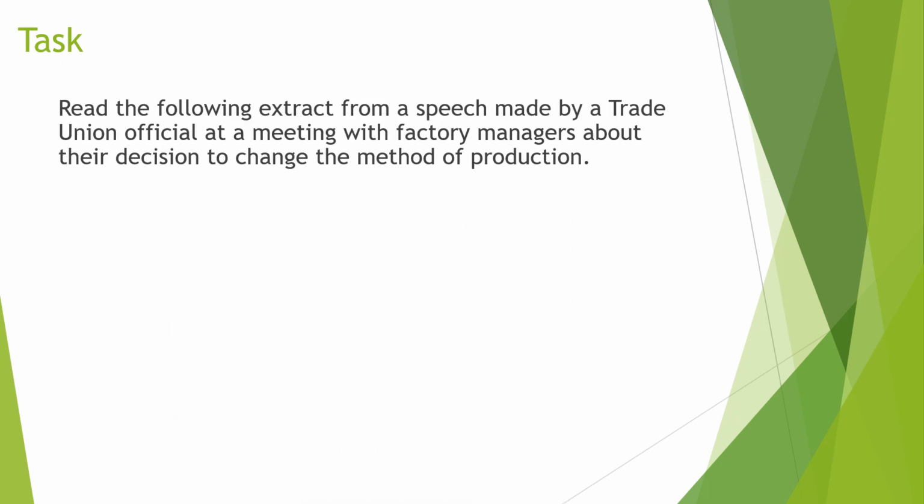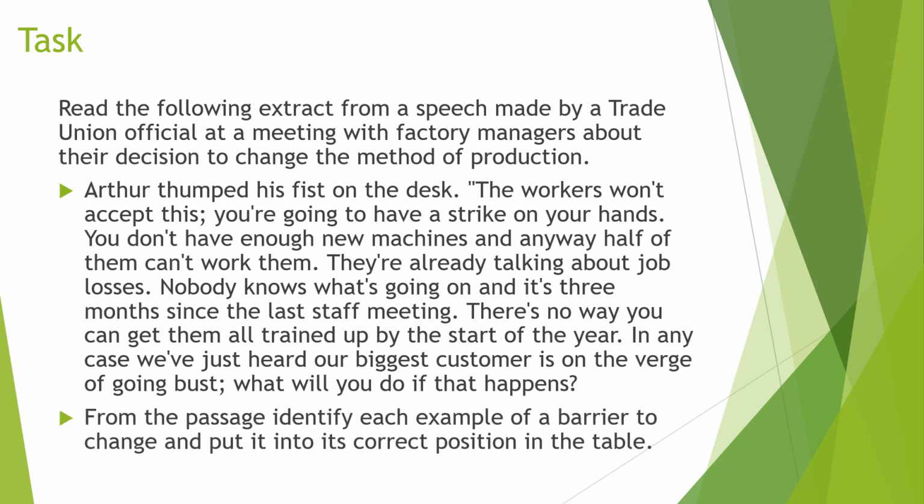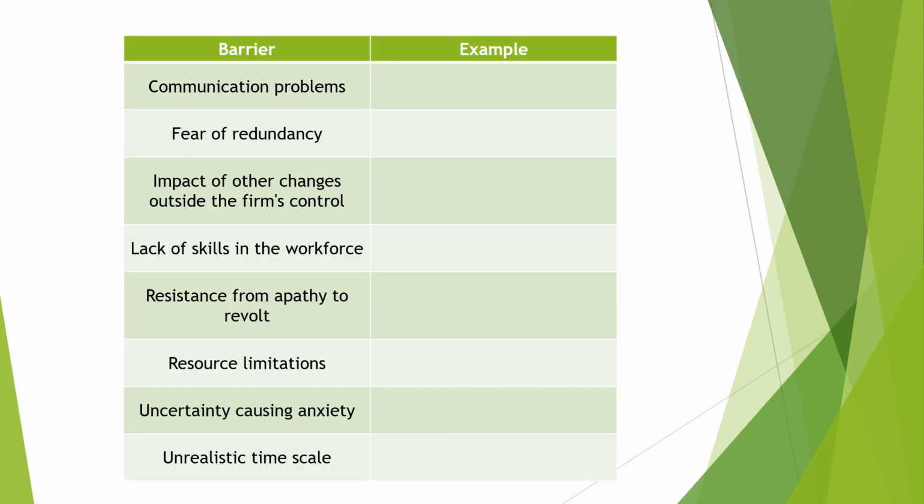Now, this next slide is really just a little task with a little paragraph from a speech made by a trade union official at a meeting with factory managers, and they want you to read the little passage and identify each example of a barrier to change that there are in the table. And what you'll find is the little table over here. So you've got to give an example of where communication problems arose, fear of redundancy arose, lack of skills in the workforce arose, etc. And you have to be able to do that.